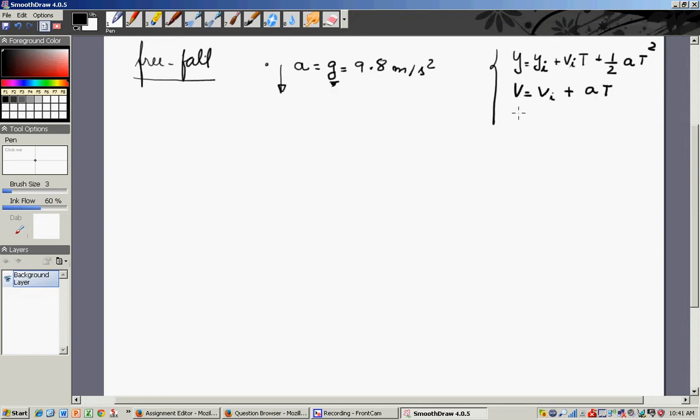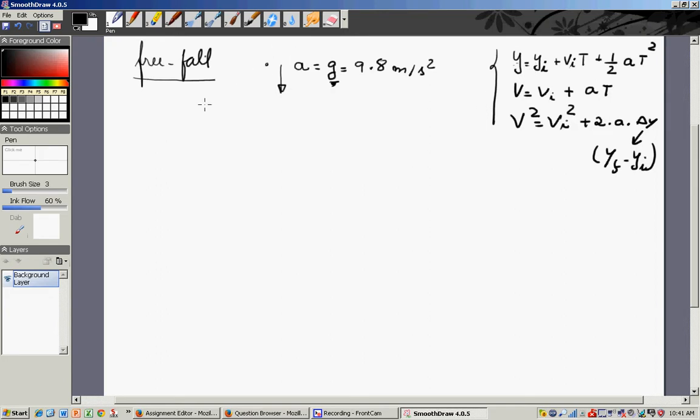And in case you do not have time information, you can combine these two equations into this one: v squared is equal to v initial squared plus 2 times acceleration times your displacement in y. This displacement in y is always thought of as your final position minus your initial position.